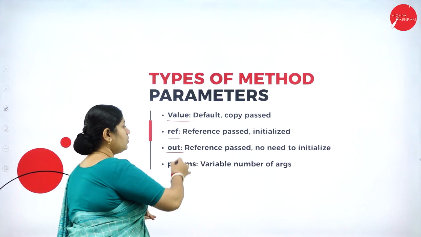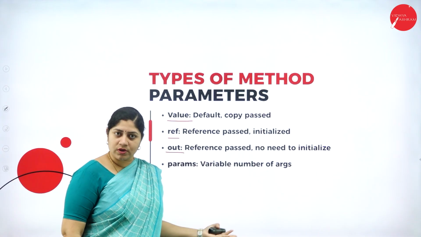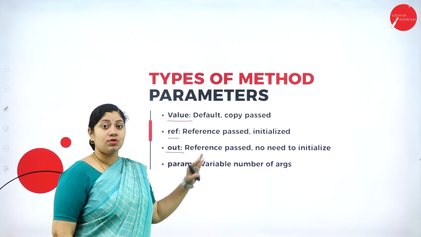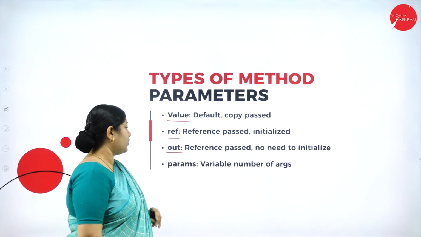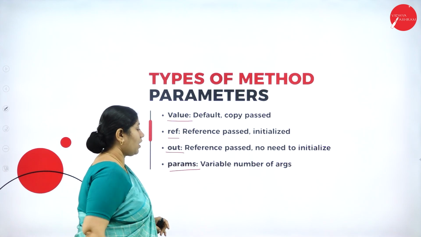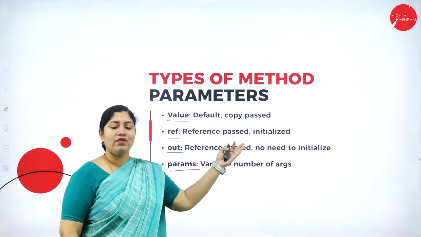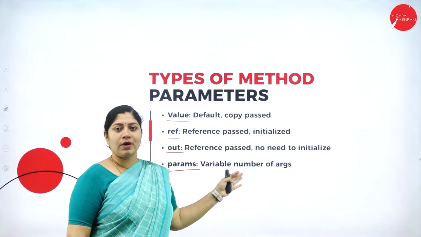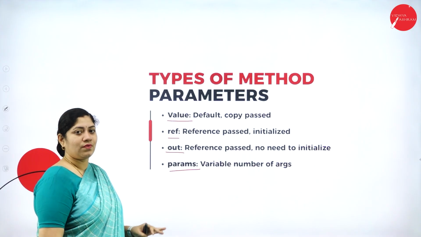Up next is out. So this means there is a reference which is already passed and there is no need to initialize it. So that's where out is. Okay, and then we have params. It means a variable number of arguments. So this is all about the types of method parameters.